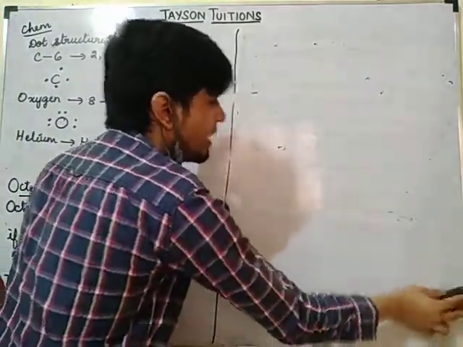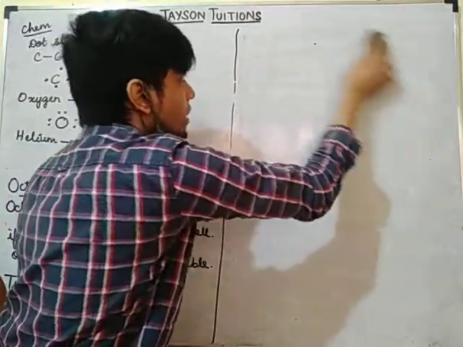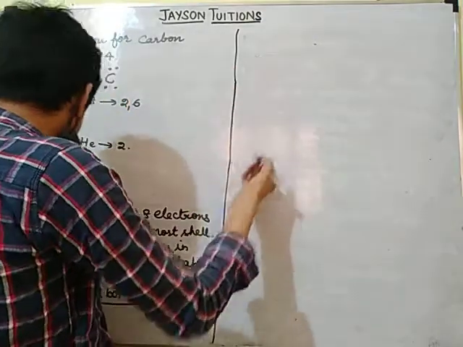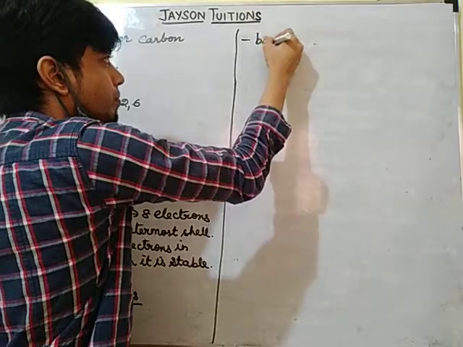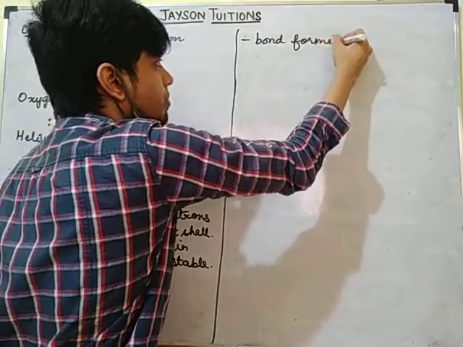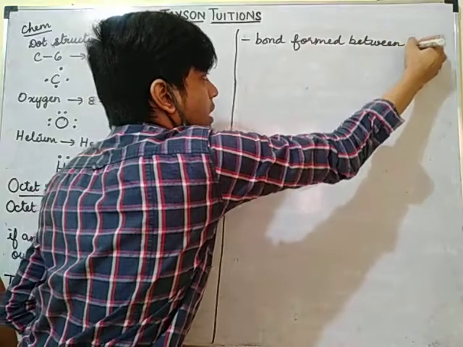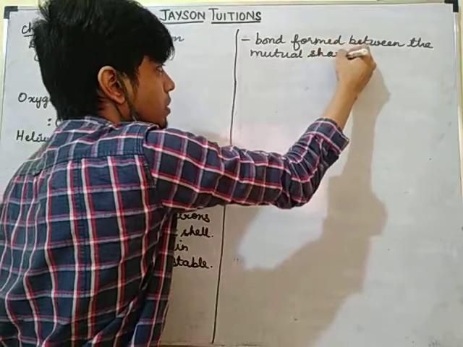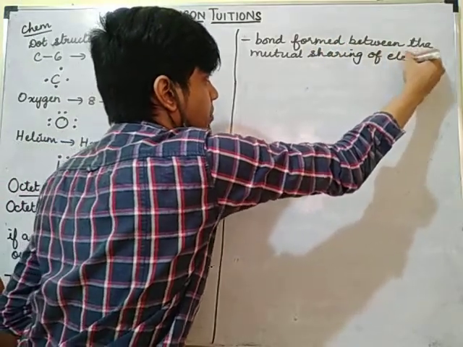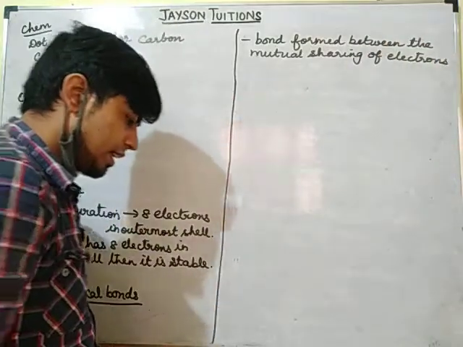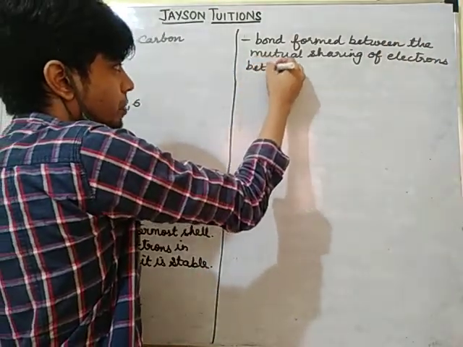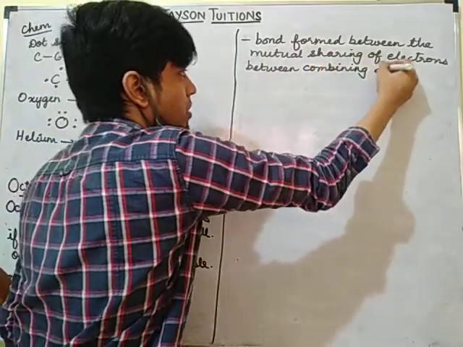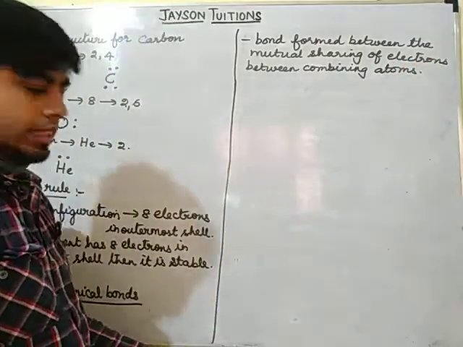The bond which is formed by the mutual sharing of electrons is called a covalent bond. So write down: the bond formed between the mutual sharing of electrons between the combining atoms is called a covalent bond.